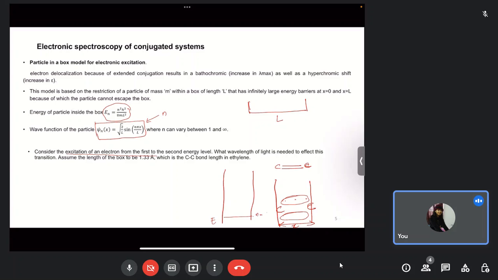So this is something with n is equal to 1, n is equal to 2, and we have to find what is the energy associated with this transition, where this delta E corresponds to hc by lambda, and we have to find what is the lambda associated with it.